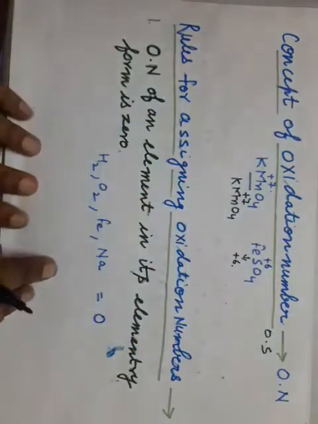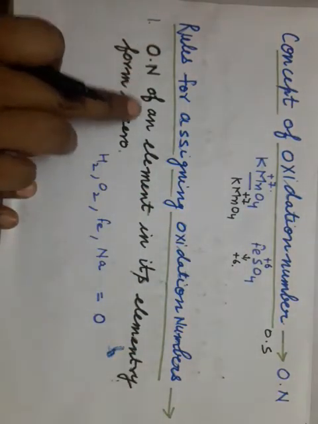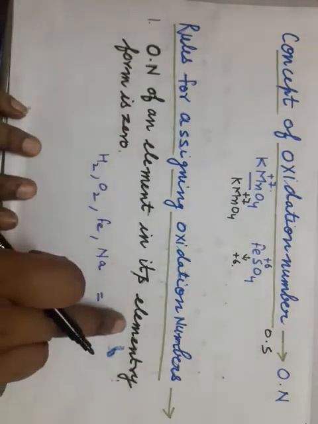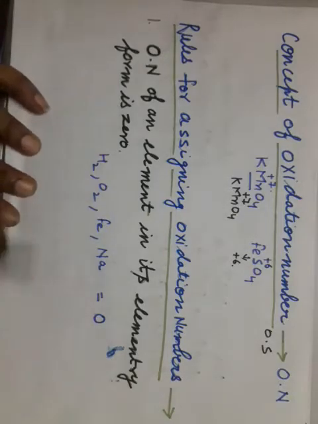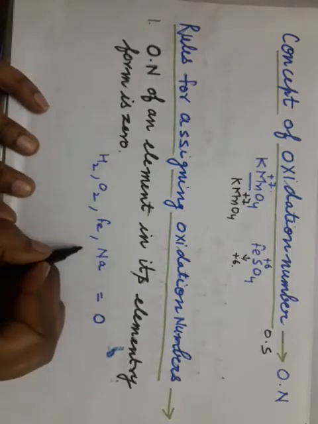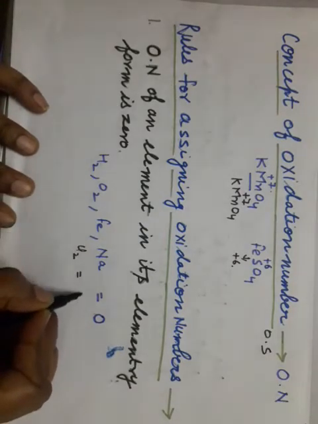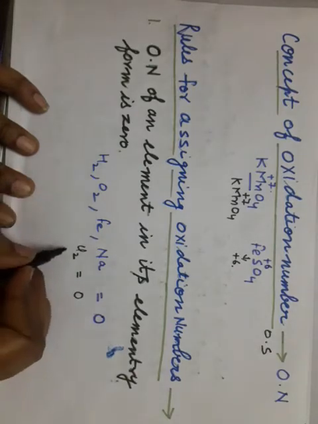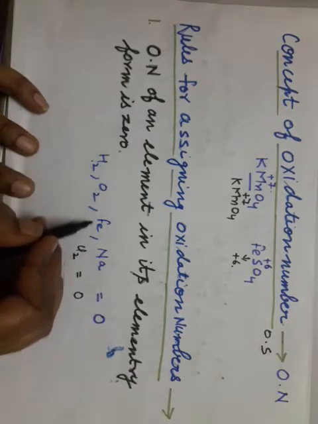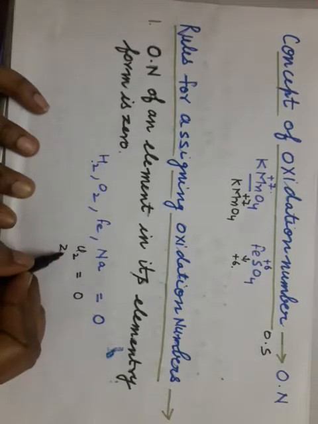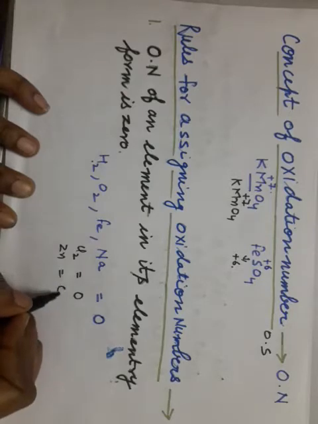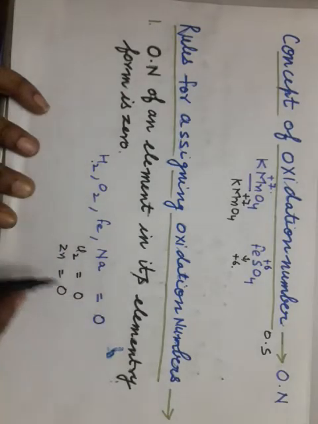There are certain rules. See, rule number 1: the oxidation number of an element in its elementary form is 0. That means if it is present in native form, the oxidation number of the element is 0. For example, chlorine gas is present in nature as such, so its oxidation number is 0. Same for hydrogen, oxygen, iron, which remain in nature in the elemental form, so their oxidation number is 0. If it is written like this, zinc, its oxidation number is 0. So in its elementary form the oxidation number is always 0.